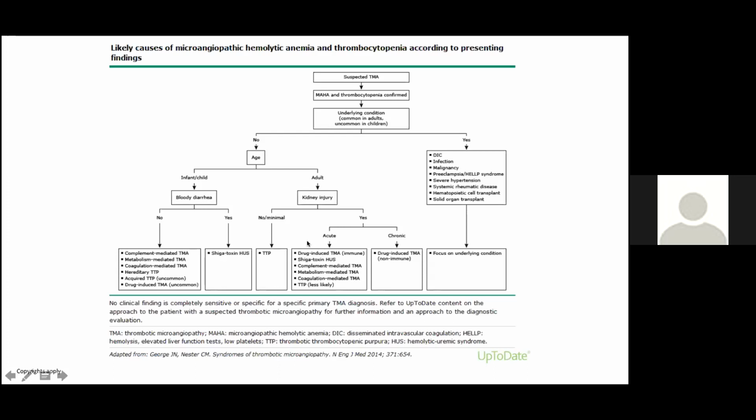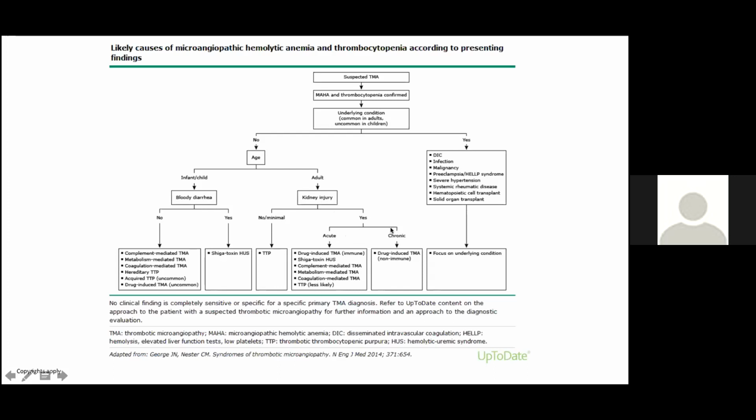And then, of course, adults can have Shiga toxin HUS if there is kidney injury. And if it is acute, you have to ask if there is diarrhea. And you can diagnose this by the history. Complement-mediated TMA, of course, by the exclusion of other things. These metabolism-mediated and coagulation-mediated ones are very rare. I don't think they are usually seen in children, but in adults also very, very rare. And TTP is less likely to cause acute kidney injury, but still you can consider it as well.